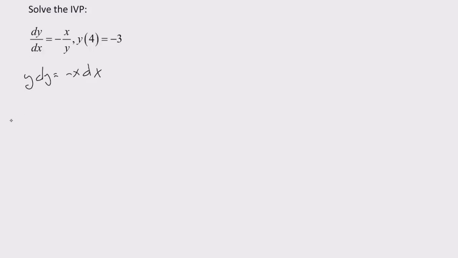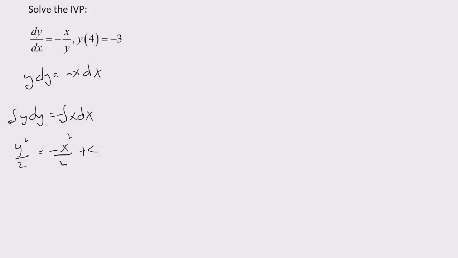So from here, I want to integrate both sides. Put that negative on the outside there. Okay, so that would be y squared over 2 equals negative x squared over 2, and then our constant at that point.